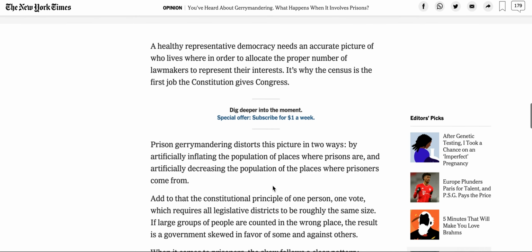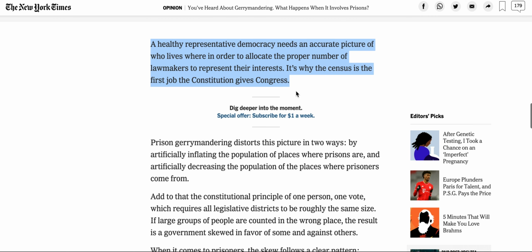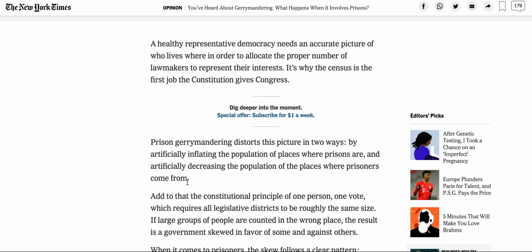If I keep scrolling, we get to a reasoning behind their thesis, which is an olive branch to the audience. Here's why this matters. A what if. That's what I'm trying. Oh, so what?